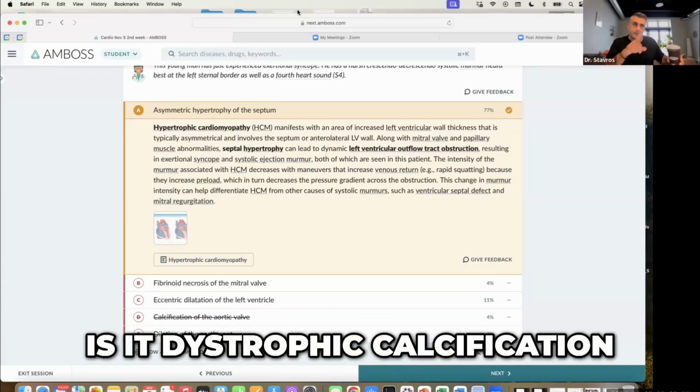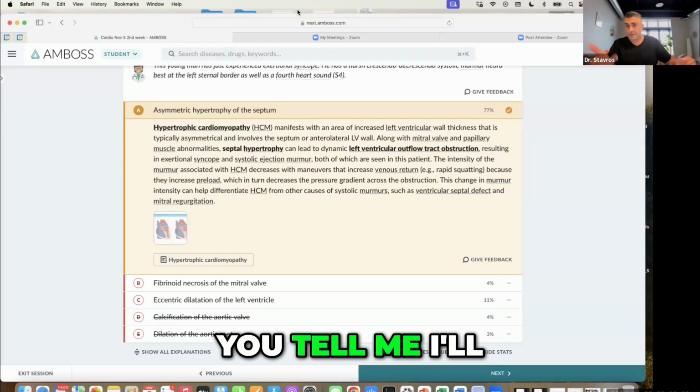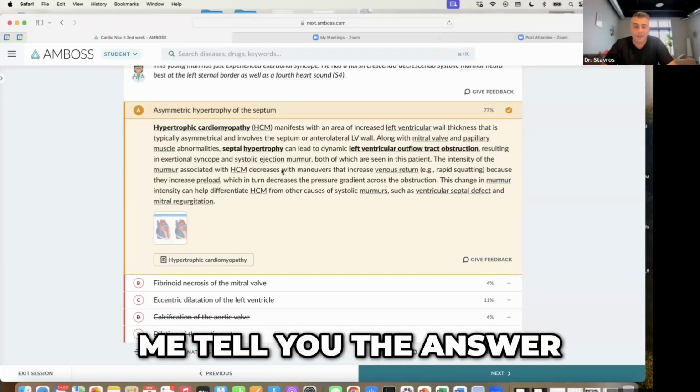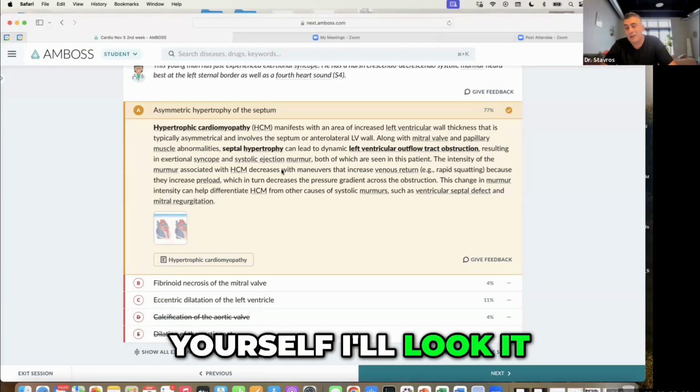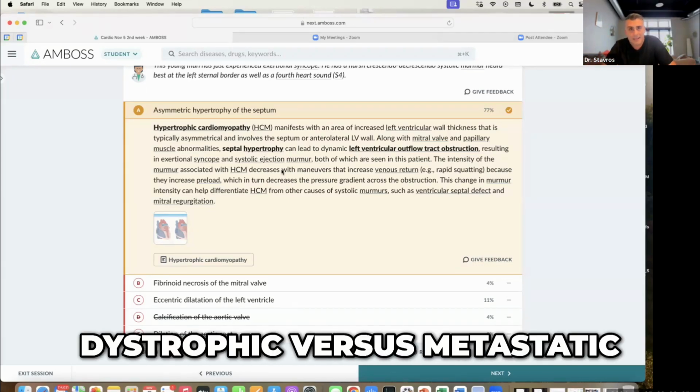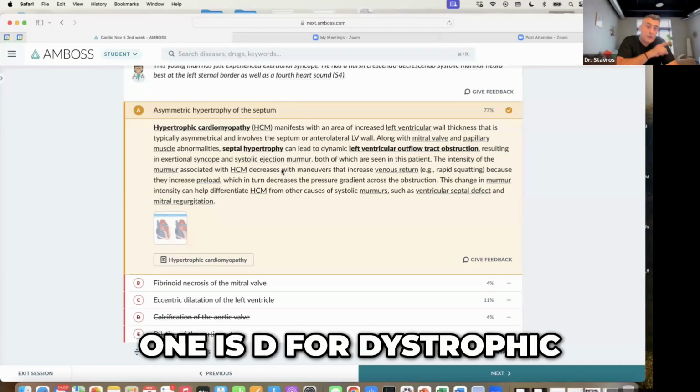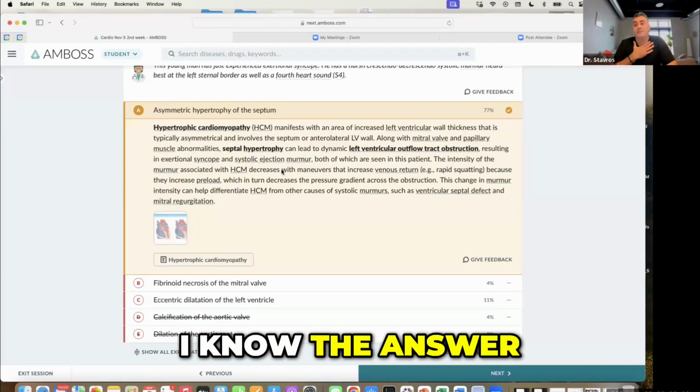Put in the chat box: is it dystrophic calcification or metastatic? You tell me. I'll tell you later what the answer is. Remind me to tell you the answer. Actually, look it up yourself. I'll look it up anyway, but it's dystrophic versus metastatic. One is D for dystrophic. I know the answer, metastatic.